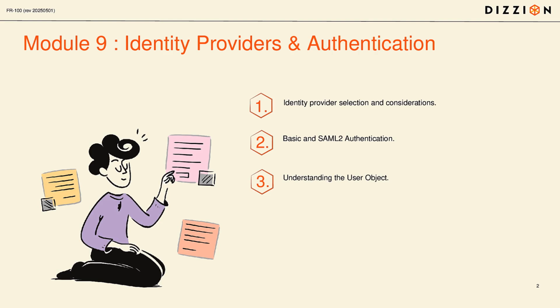In Module 9, you will learn about identity providers and authentication. I will discuss the identity provider selections and considerations, look briefly at Basic and SAML2 authentication types, and finally, I will make sure you have a solid understanding of the user object. Let's get started.